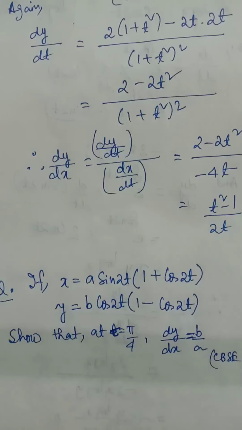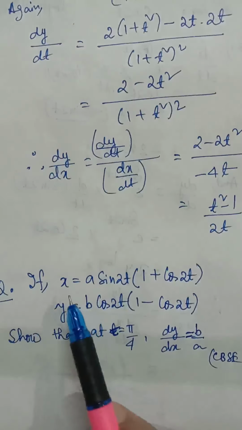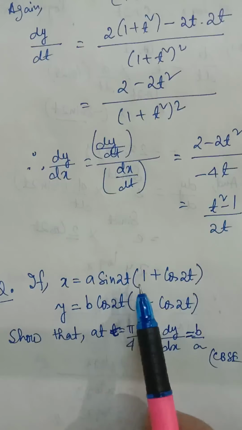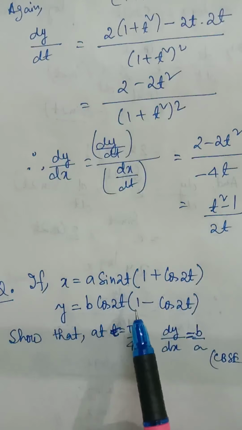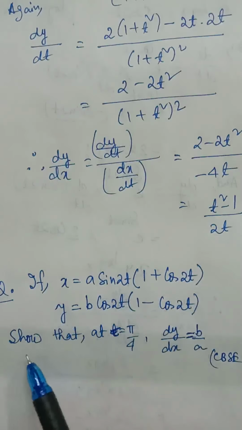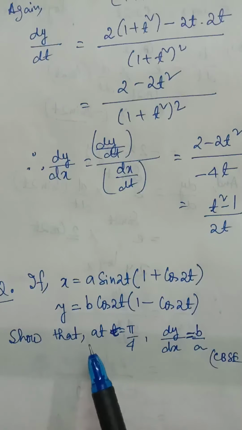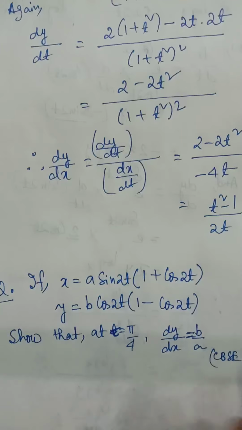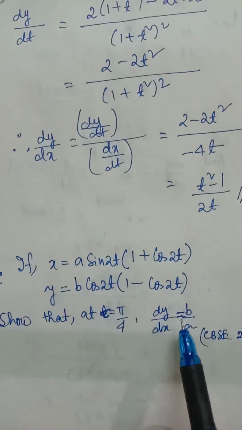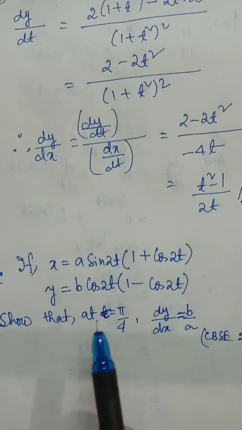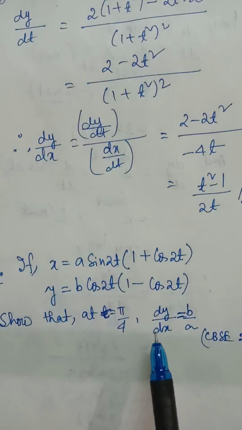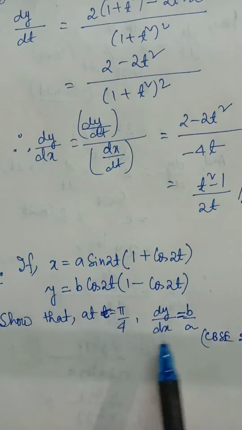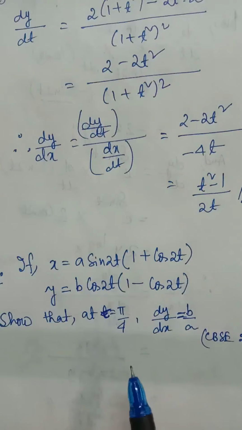Our next question is from a CBSE board exam paper. Given x equal to a into sin 2t into 1 plus cos 2t, y equal to b cos 2t into 1 minus cos 2t, show that at t equal to pi by 4, dy by dx equal to b by a. So first of all, we have to find dx by dt, then dy by dt, then dy by dx, and then you have to find dy by dx at t equal to pi by 4.